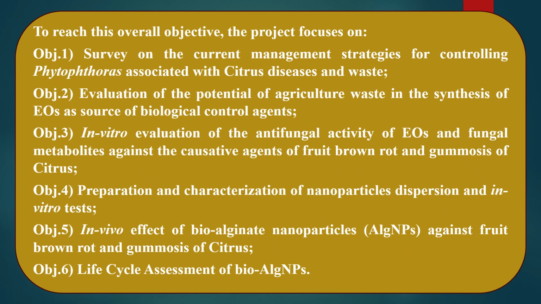To reach this objective, the project focused on the survey of the current management strategies for controlling Phytophthora associated with citrus disease and waste, the evaluation of the potential of agricultural waste in the synthesis of essential oil as a source for a biological control agent, in vitro evaluation of antifungal activity of essential oil and fungal metabolites against the causative agent of fruit brown rot and gummosis of citrus, the preparation and the characterization of nanoparticle dispersion and in vitro tests, in vitro effect of alginate nanoparticles against fruit brown rot and gummosis, and then the life cycle assessment of the new bio-formulation.